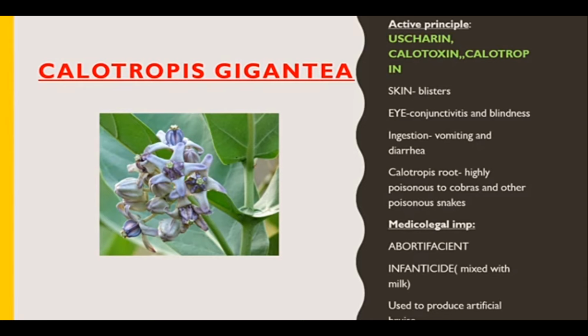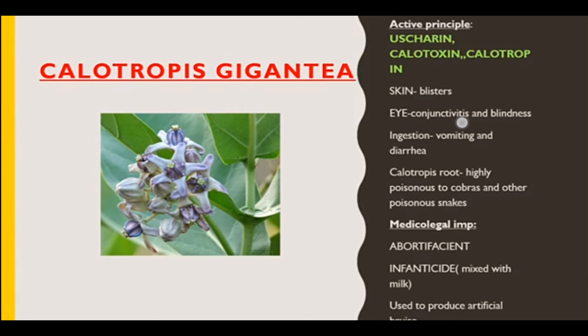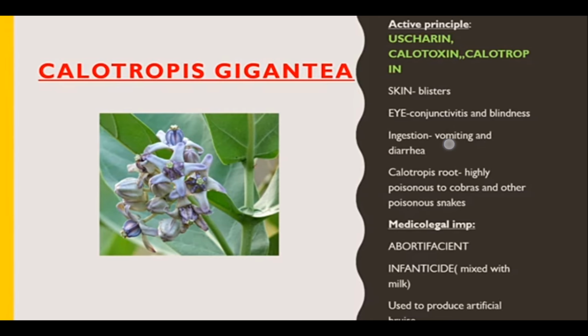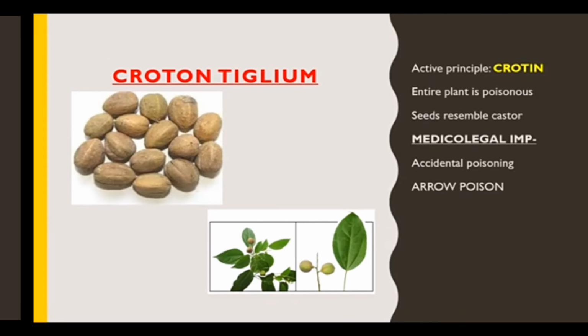The active principle in calotropis is calotoxin or calotropin, which causes blisters, conjunctivitis and blindness, vomiting and diarrhea. Calotropis root is highly poisonous to cobras, and medicolegally it is used as an abortifacient, for infanticide and for artificial bruise. Three things are there: artificial bruise, abortifacient and infanticide.